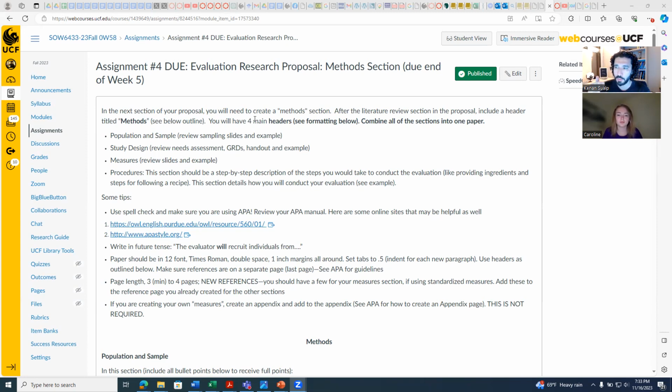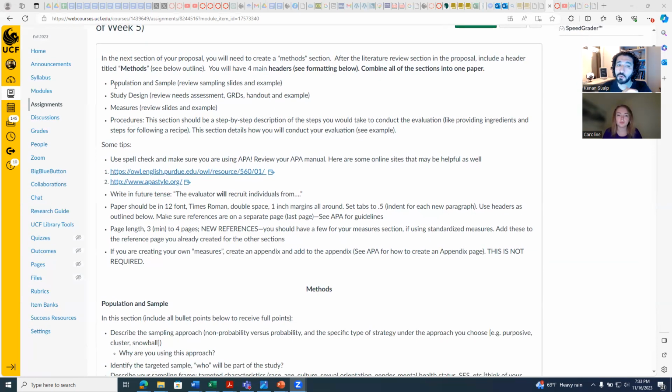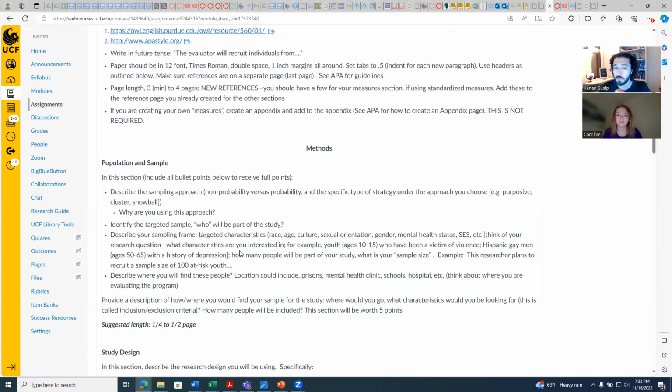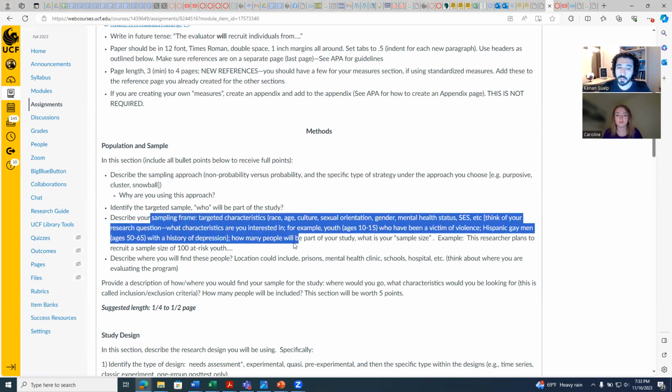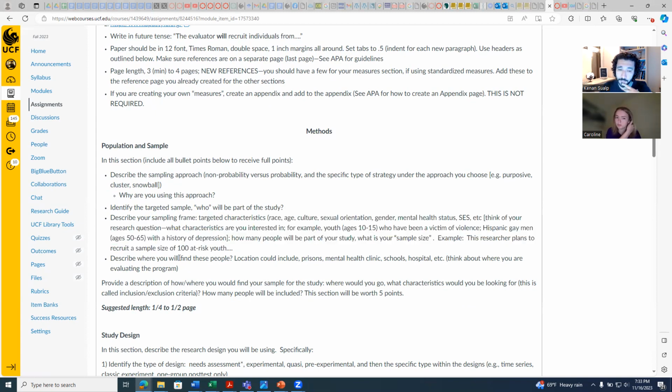So put your research question at the top, and then go ahead and address the 4 important sections, which is population and sample. In this section, you are going to talk about the sampling strategy, the target sample size, how you are going to retrieve that sample size, who will be in your study, etc. So you will provide all these details, and then you are going to talk about how and where you are going to find that sample.